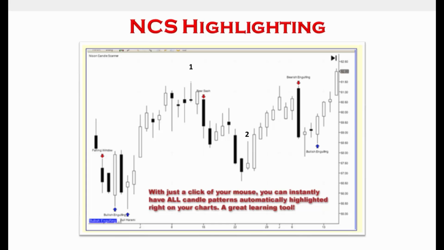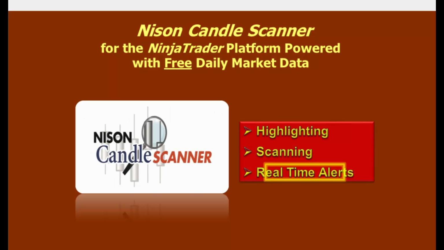What's nice about this is that if you're not sure whether something is a bullish engulfing pattern, a bearish engulfing pattern, or a shooting star, you just pull up the chart, use Nison Candlestick NCS within your indicator list, and boom, you'll see if the pattern is valid or not.